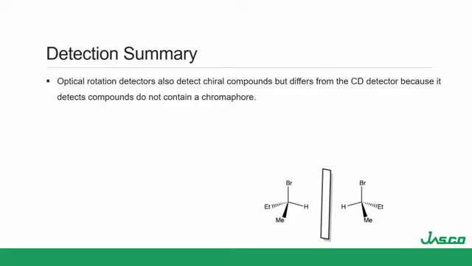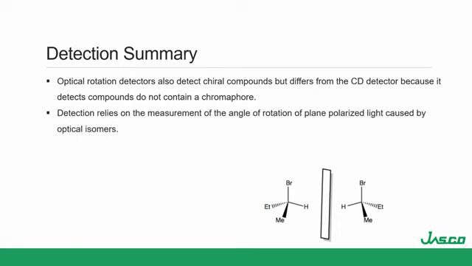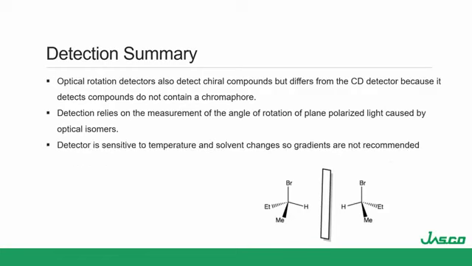So the detection summary: optical rotation detectors also detect chiral compounds, very much like CD, but these particular compounds do not contain a chromophore. So the detection relies on the measurement of the angle of rotation of plane polarized light caused by optical isomers. The detector is sensitive to temperature and solvent changes, so just like RI, gradients are not recommended.